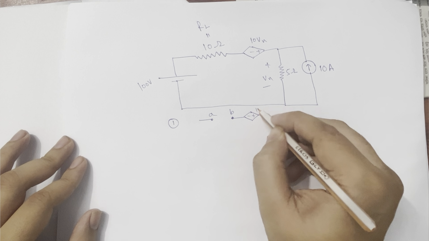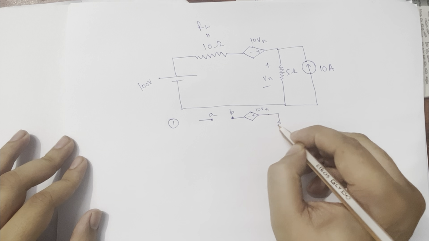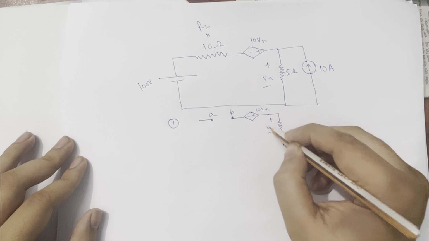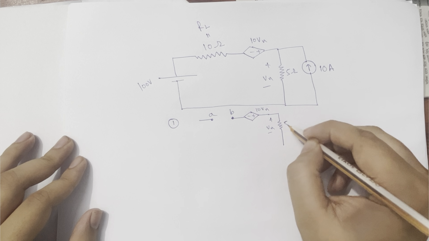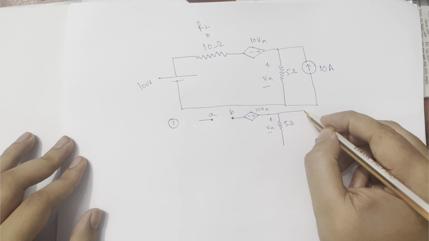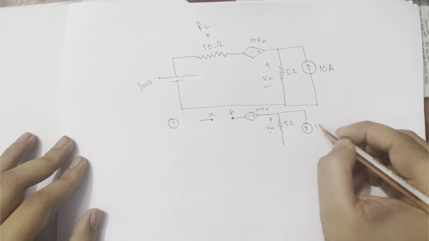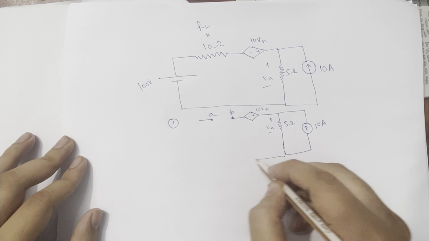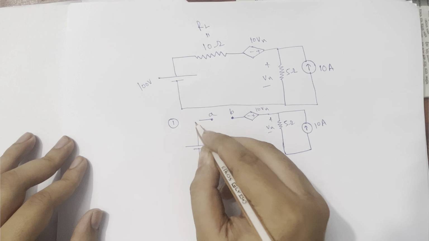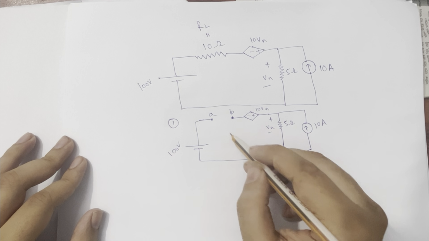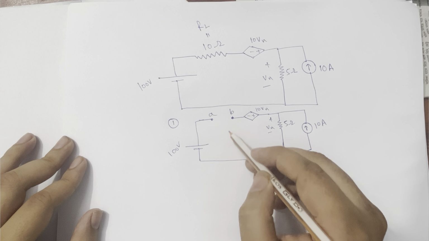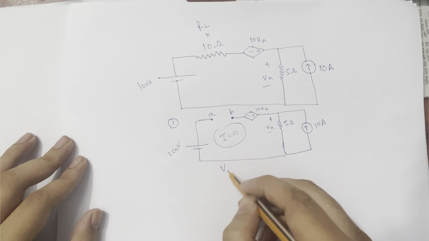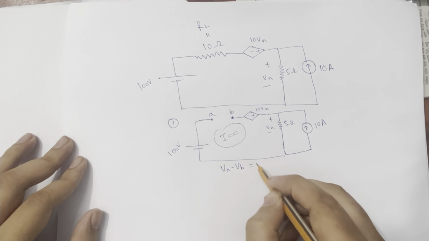Here we have the dependent source 10 Vx, with Vx across it, a 5 ohm resistor, and a current source of 10 amps. We have a potential drop of 100 volts over here. So no current is flowing here because it is an open circuit. I equal to 0 in this mesh. Okay, so now write VA minus VB, which will be equal to VThevenin.